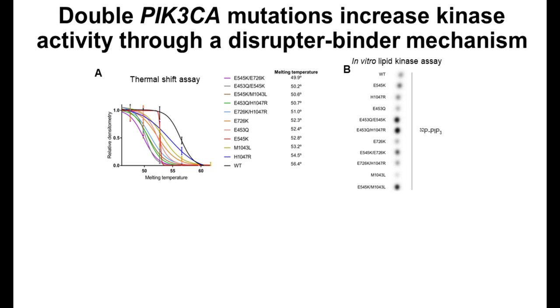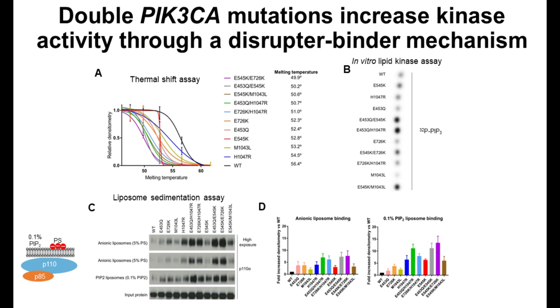In panel B, we performed lipid kinase assays using radioactivity, directly measuring the product of the kinase reaction. And we showed that the double mutants had increased lipid kinase activity compared to the single mutant. And finally, we looked at lipid binding by preparing liposomes, that is circular vesicles of lipids with different lipid species, and we measured their binding with our recombinant PI3 kinase protein complexes. And as you can see in panel C, in the Western blots, which is quantified in panel D, all the double mutants had increased lipid binding compared to the single mutants or wild type.